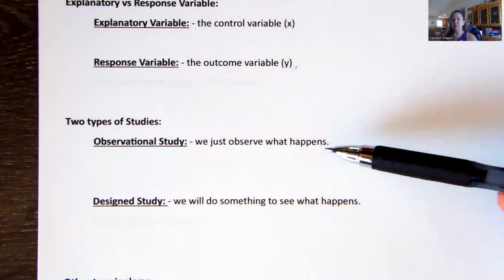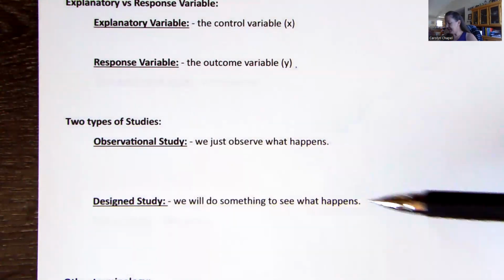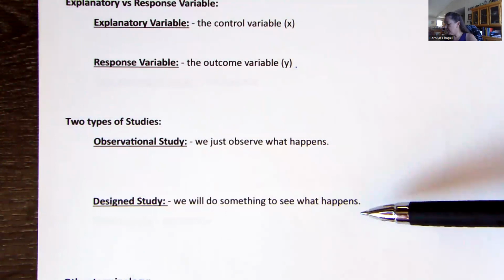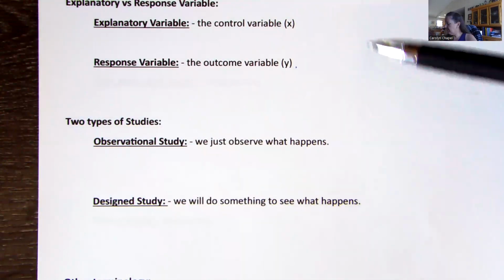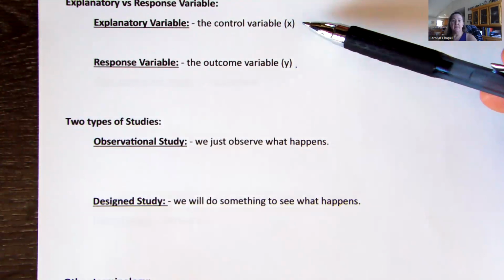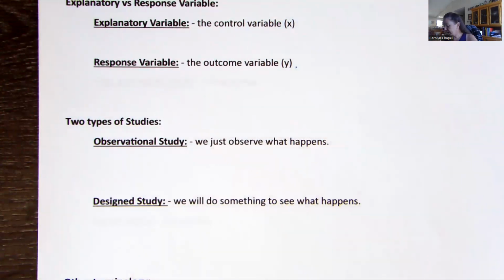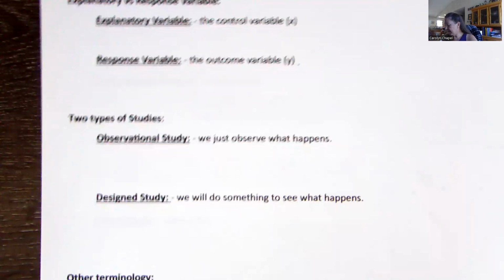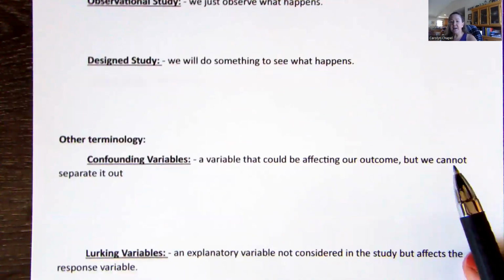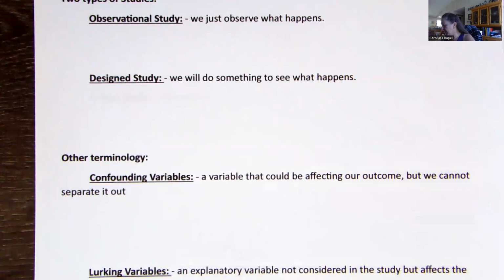So in an observational study, we just observe what happens or what we have. In a designed study, we get a little bit more into it, and we look more closely at the explanatory and the response variables. Some more terminology is confounding variables. A confounding variable is something that could be affecting our outcome, but we can't get rid of. When we talk about people, a lot of things that we can't get rid of are our life experiences.